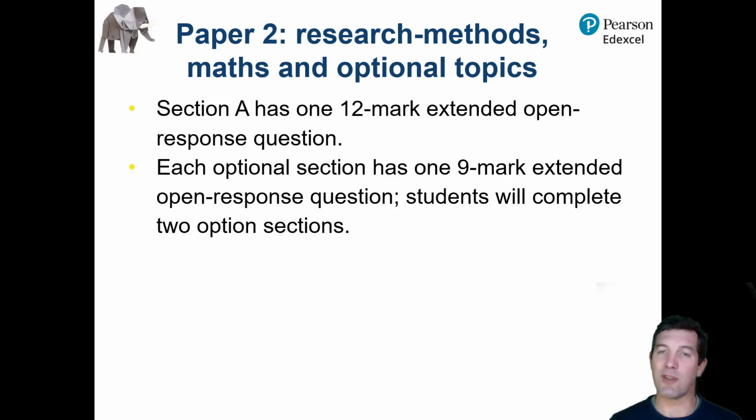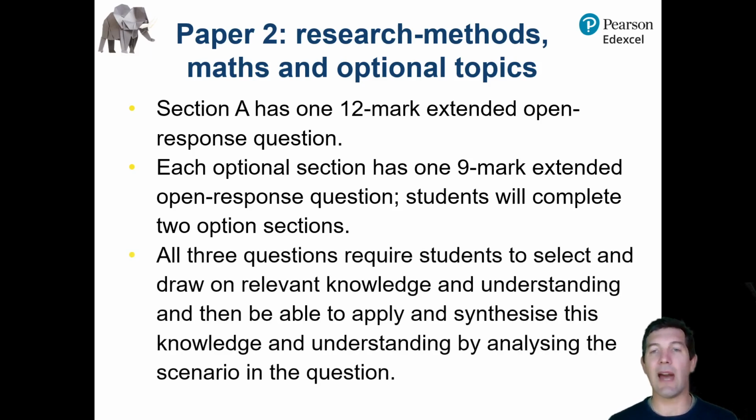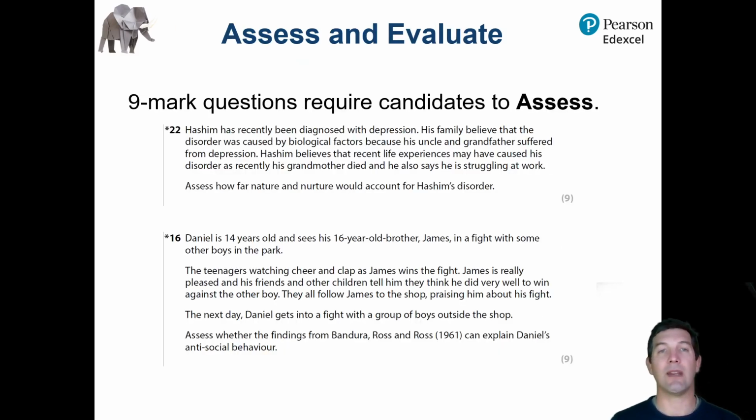The paper 2 will have a 12 marker on the research methods part of the paper, and each of the option topics will have a 9 marker as well. And they will do 2 of those because they'll do 2 option topics. All 3 questions require, again, this selection and application. So here we have some examples, and I'll just let you pause the slide if you want to read those in detail.